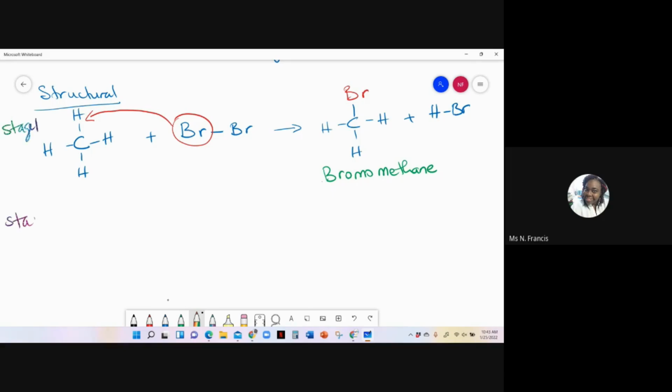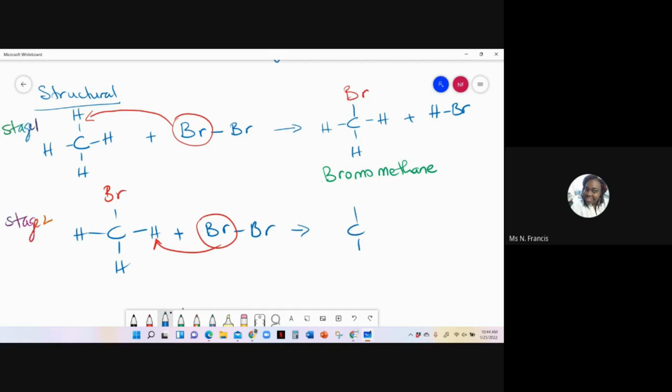So now we're moving on to stage 2. So let's look at what is happening now. My bromomethane here is going to react again with bromine. The bromine is going to substitute another hydrogen atom. All right, so that's the substitution reaction.